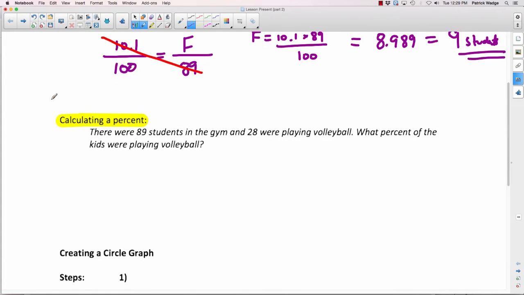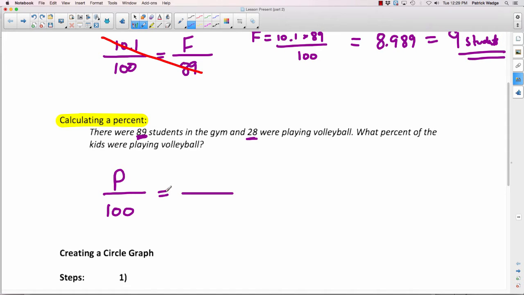Let's look at this, which is a new type for today. There were 89 students in the gym, again, same number of students, and 28 were playing volleyball. So those are two numbers. What percent of the kids were playing volleyball? It's another percent question. We can set up our proportion. We can put down the 100 right away because we can always put that down. Those are our two numbers. Do either of them have the percent sign beside them? No. So we don't know the percent. So we're going to put a letter here. I'll put P for percent.